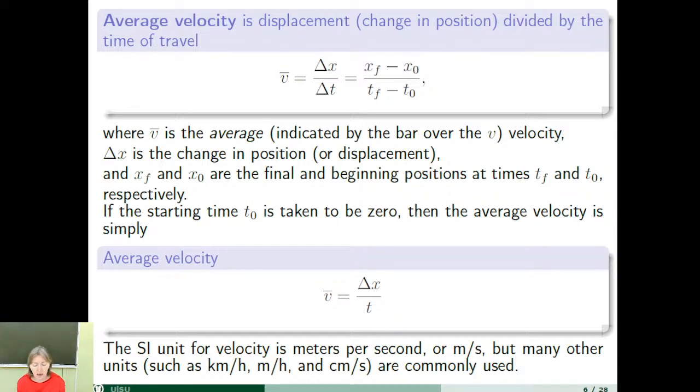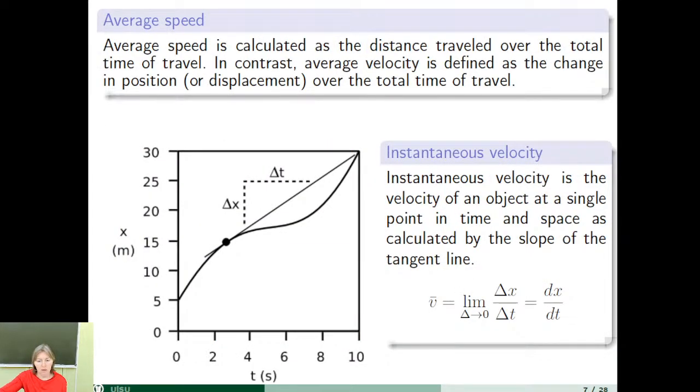The SI unit for velocity is meters per second. And instantaneous velocity is the velocity of an object at a single point in time and space, calculated by the slope of the tangent line.